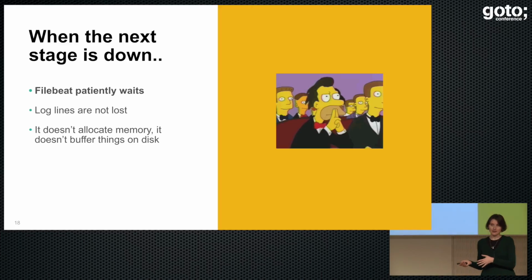When the next stage is down, in our example Logstash, then Filebeat just waits, doesn't read any logs, so it doesn't lose any log lines. It doesn't allocate memory, it doesn't buffer things on disk, so it basically waits.